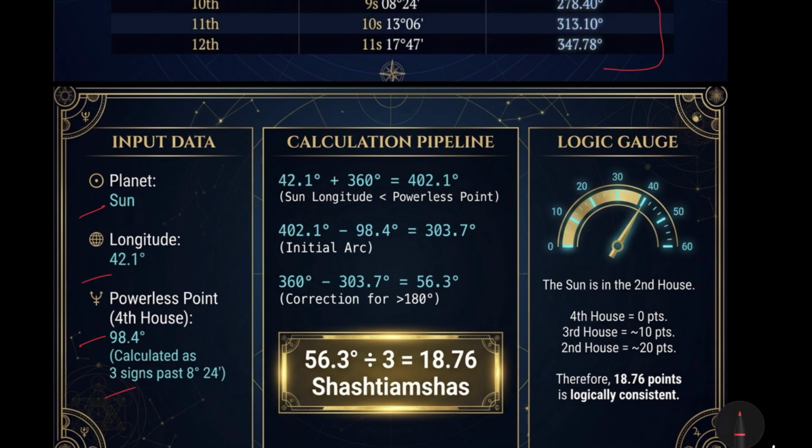So 42.1 plus 360 is 402.1, because the Sun's powerless point is greater than the Sun's longitude. That's why we have added 360. If we subtract, we get 303.7 degrees. Since it is again greater than 180, we subtract it from 360, so we get 56.3. If we divide 56.3 by 3, we get 18.76 Sashtyamsha. The Sun is in the 2nd house; the 4th house has 0 points, the 3rd house has 10 points, and the 2nd house has 20 points. Therefore, 18.76 is logical.